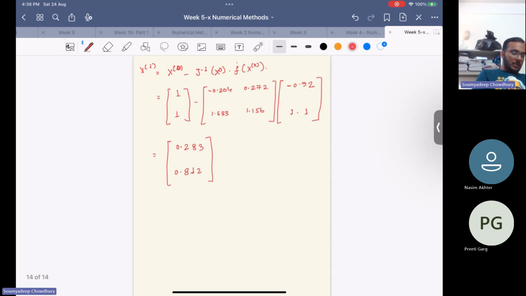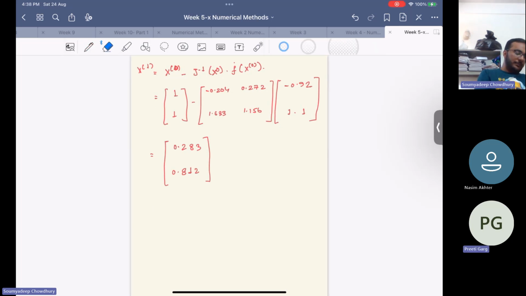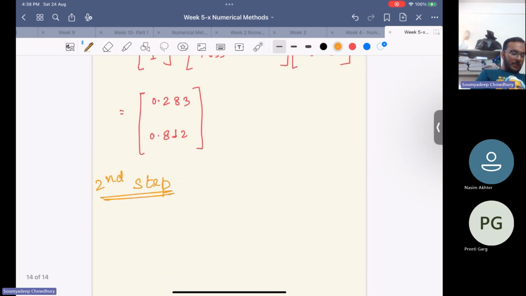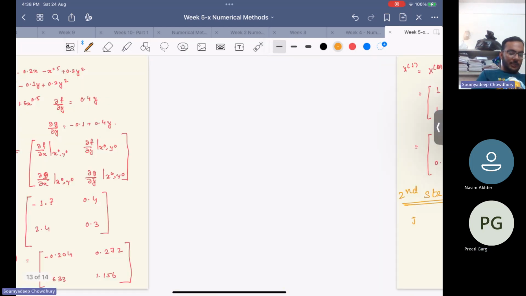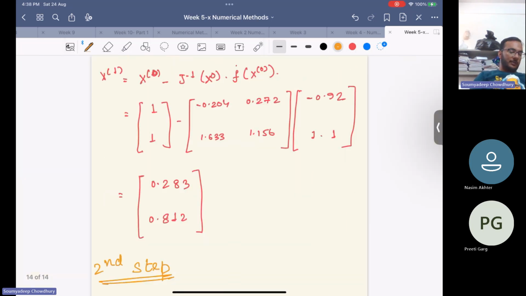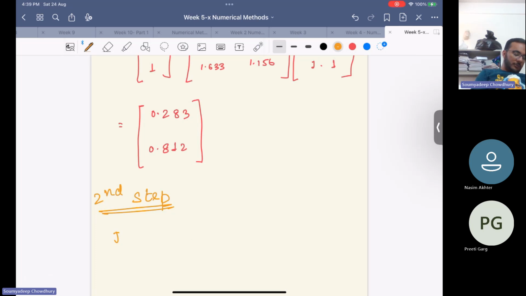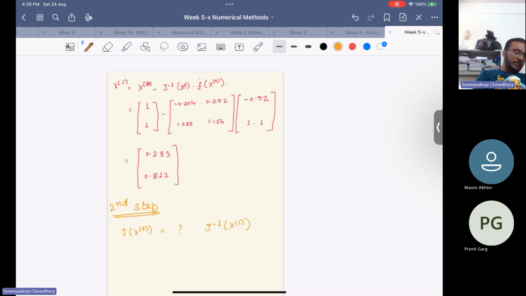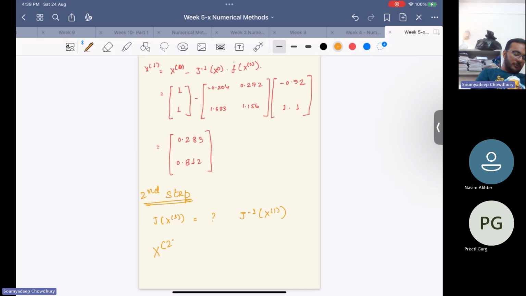This is done for the first step. Once you go to the second step, you have to again find out your J in terms of the functional values, that is, dou f by dou x, dou g by dou x, dou f by dou y, and dou g by dou y. Now in place of x and y, you substitute these values, 0.283 and 0.812, and find out what is J of x of 1. Once you get J of x of 1, again you find out J inverse of x of 1. Then you use this iterative formula and find out what is x of 2.